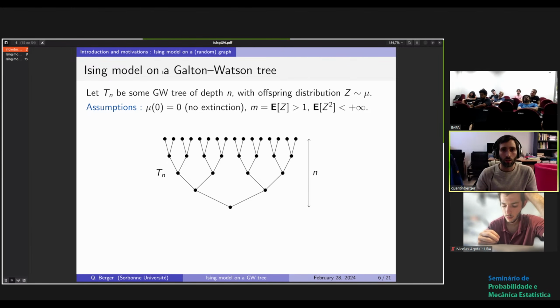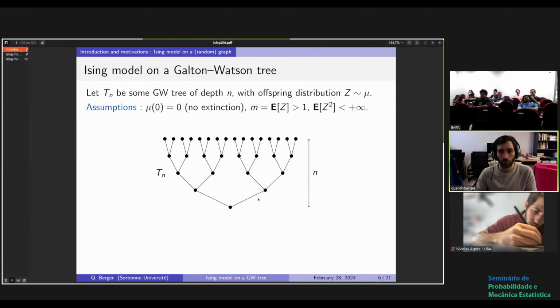Okay, so take a Galton-Watson tree of depth n, and you assume that the offspring distribution satisfies some assumptions. You want it to be supercritical, because in the configuration model you want the graph to be connected in the end. So you assume that the average is strictly larger than 1. For technical reasons, we assume that it has finite variance, and also, not very importantly, that there is no extinction possible. So you assume that every vertex has at least one child.